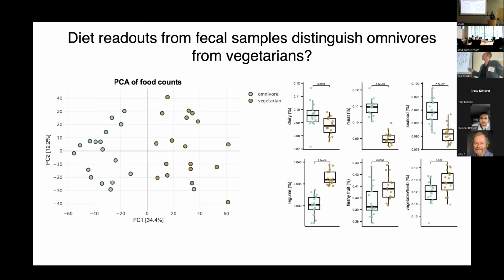And then a lot of the details make sense. Like if you're an omnivore, you eat more dairy and more meat. You eat fewer legumes and fewer fruits, for example.